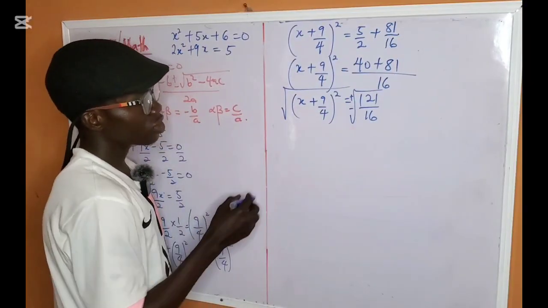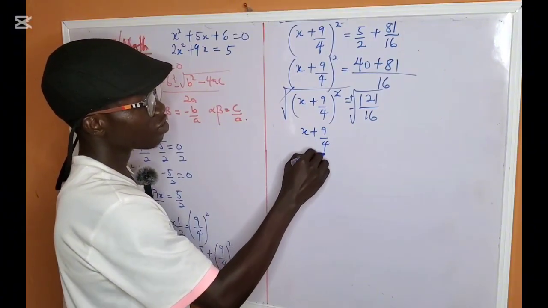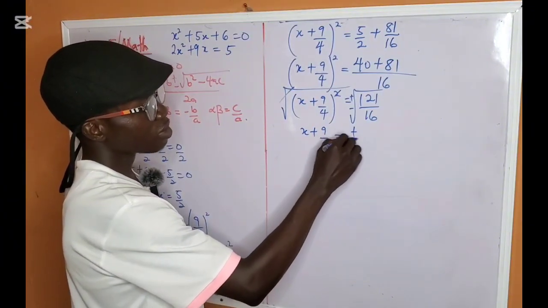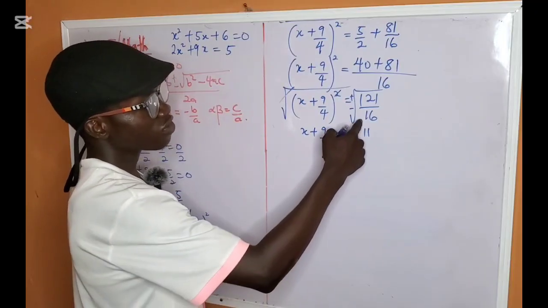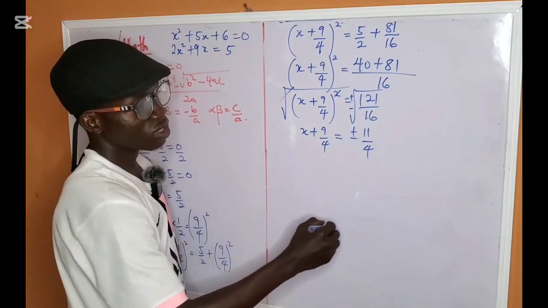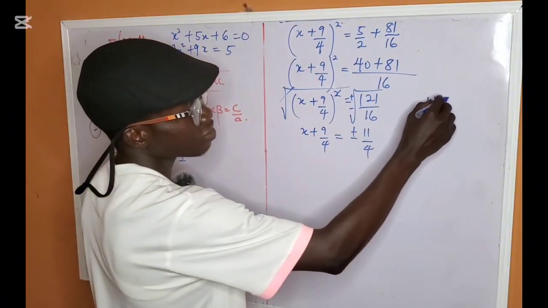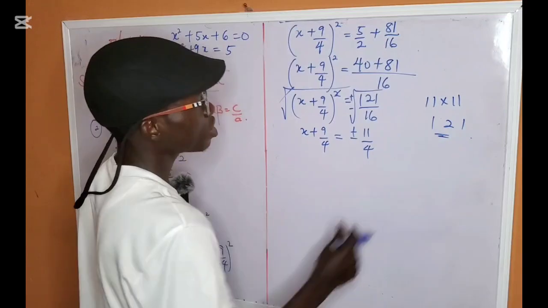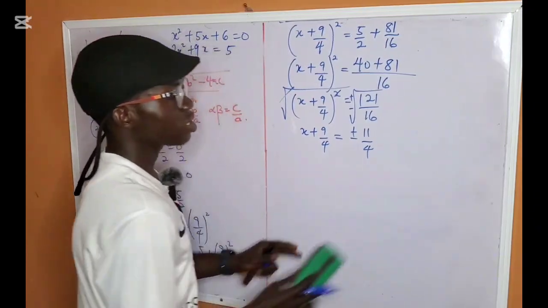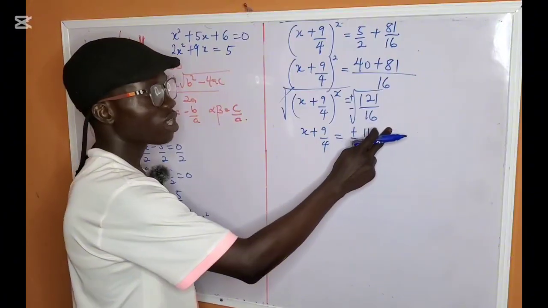To cancel this square in order to isolate x, we take the square root of both sides, plus or minus. So the square cancels the square root: x plus 9 over 4 equals plus or minus the square root of 121 over the square root of 16. The square root of 121 is 11, and the square root of 16 is 4, because 11 multiplied by 11 equals 121. Then plus or minus 11 over 4.